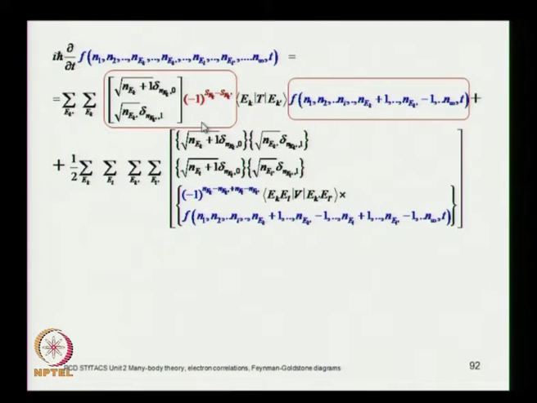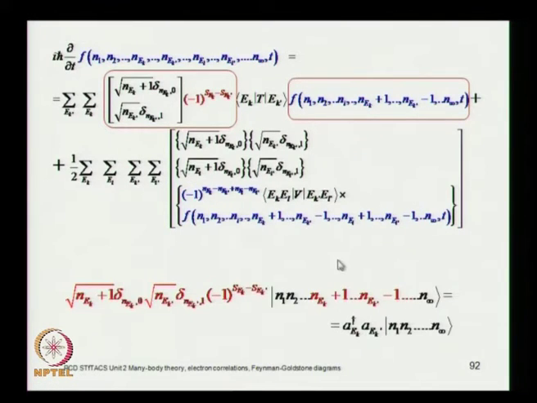Here, what is the information that you have got? You have got the function f, which is a function of all these occupation numbers. How can you get these occupation numbers? You can get this if you destroy a particle in the state E k prime, and if you create one in E k, right? And then you also have these phases.